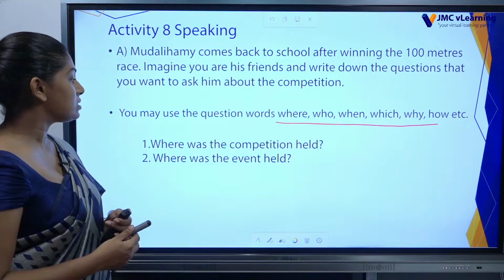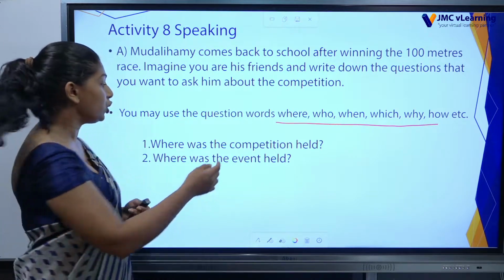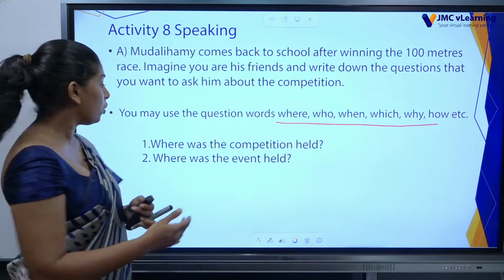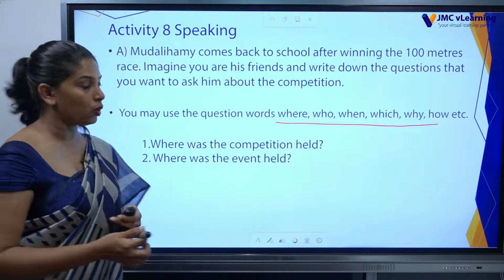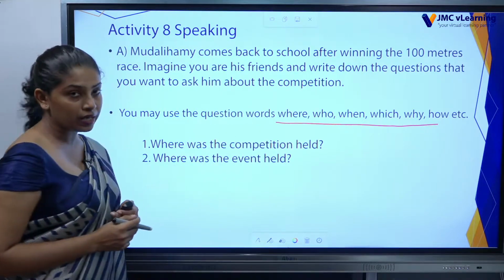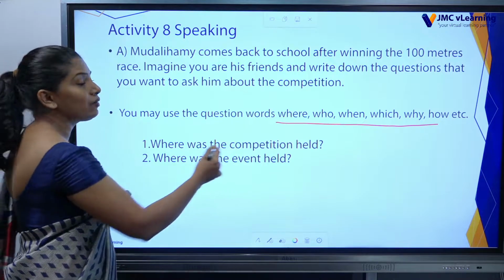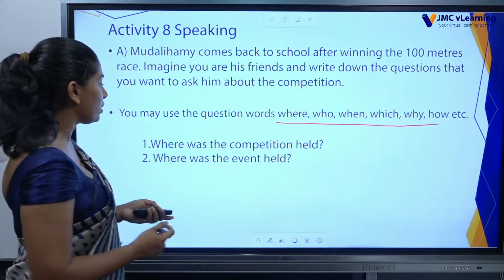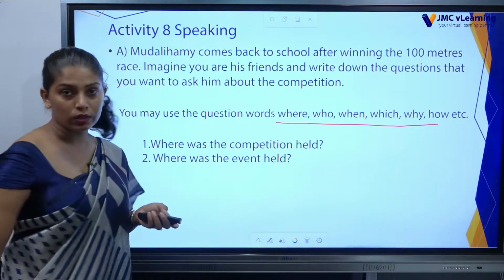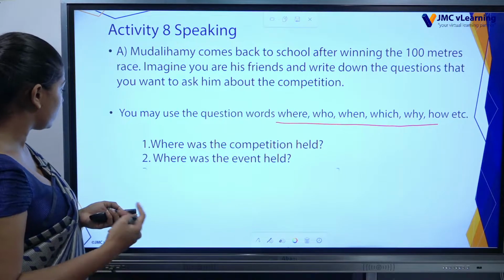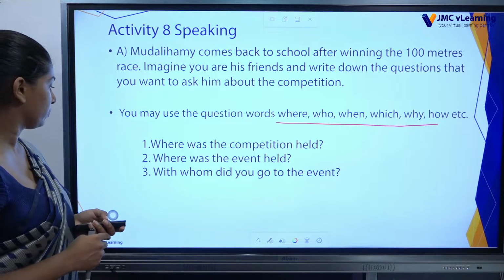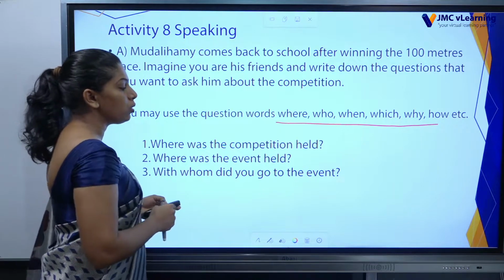Where was the event held? Either you can use competition or you can use event as well. So not only where was the competition held, you can use where was the event held. That's the same question. I have used just two different words. Those two words you can use when you're asking about the place. Right. With whom did you go to the event?